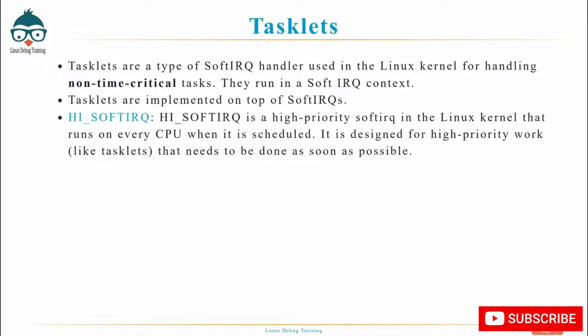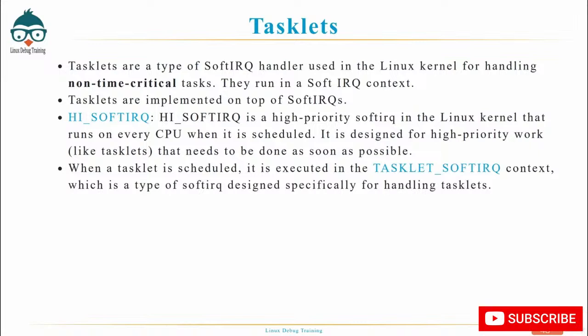HI_SOFTIRQ is a high-priority soft IRQ in the Linux kernel that runs on every CPU when it is scheduled. It is designed for high-priority work like tasklets that need to be done as soon as possible. When a tasklet is scheduled, it is executed in the TASKLET_SOFTIRQ context, which is a type of soft IRQ designed specifically for handling tasklets.